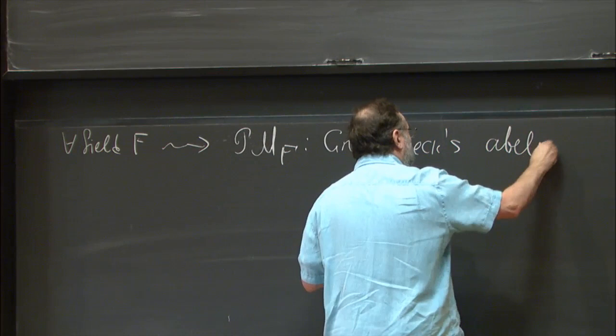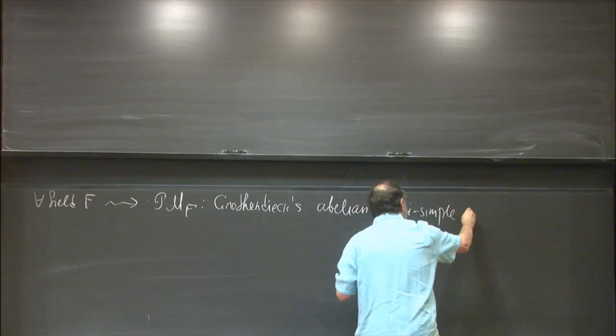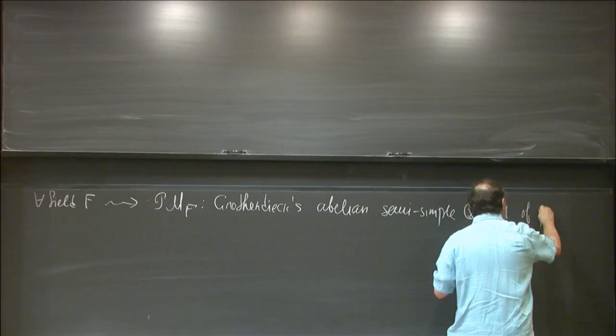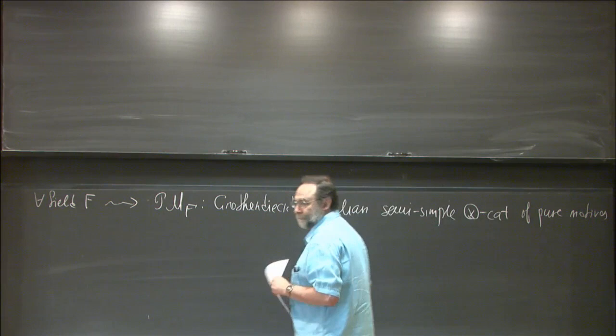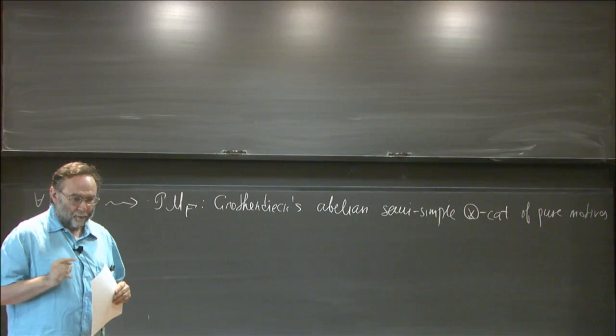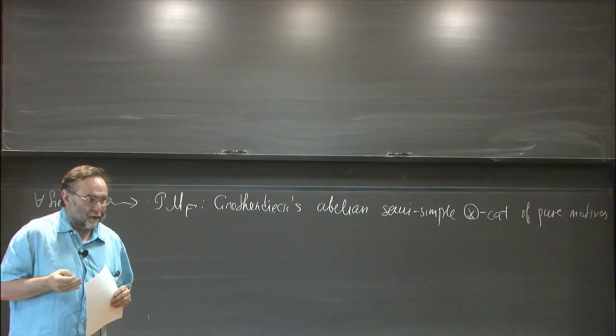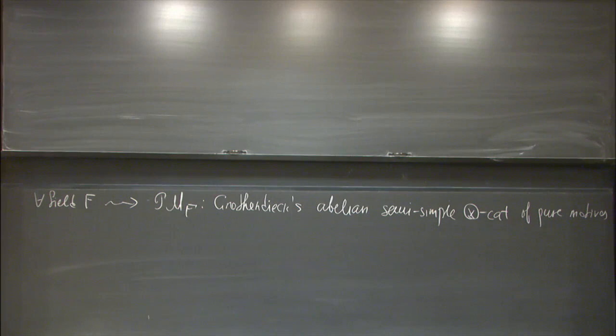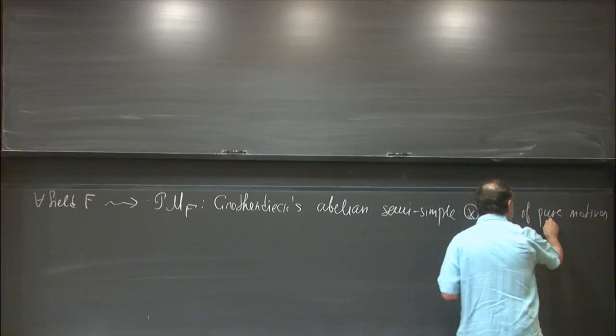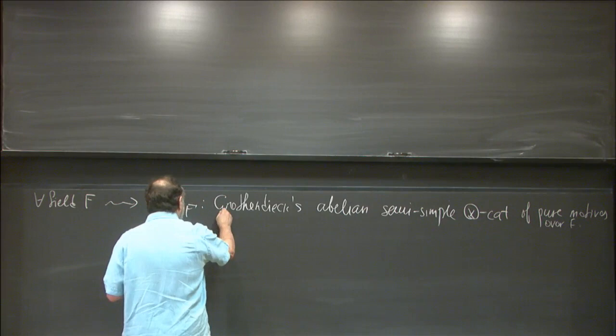Abelian semi-simple tensor category of pure motives. Definitely tensor with Q. So coefficients that is a field over Q. It could be Q, could be Q bar. I definitely do not consider anything like p-adic or finite coefficients. Definitely Q. And so the pure motives over F are defined, let's say, by homological equivalence and correspondences.